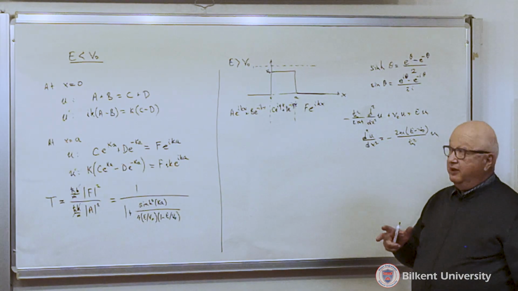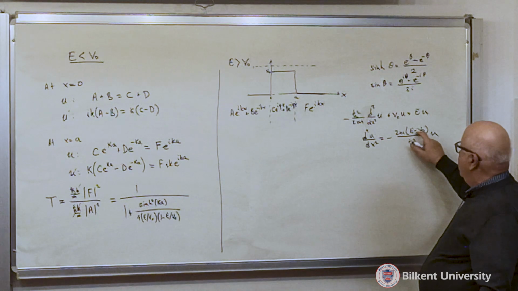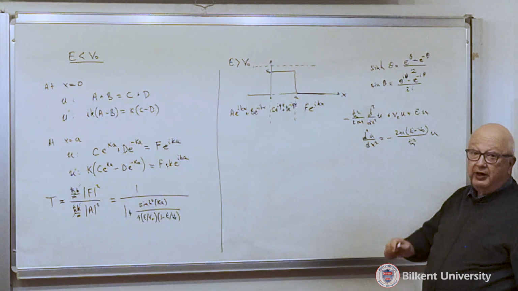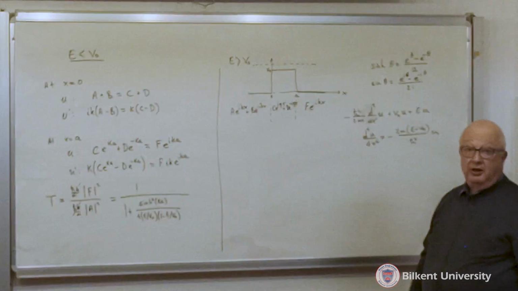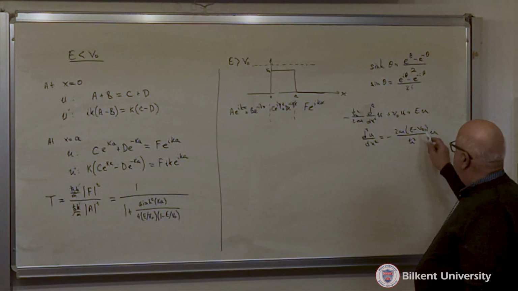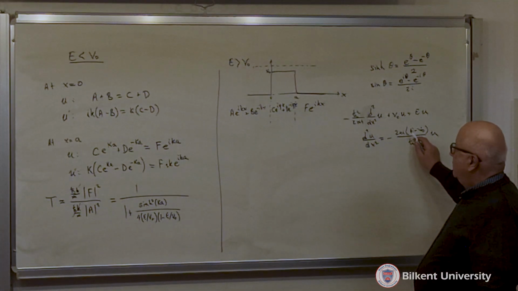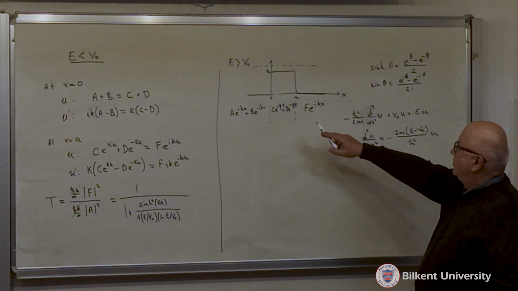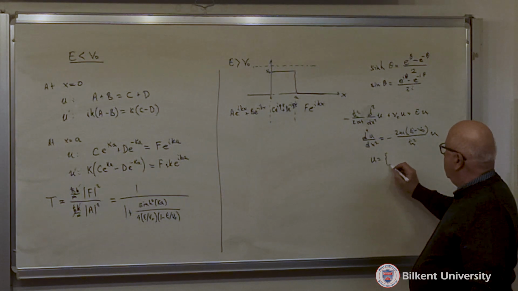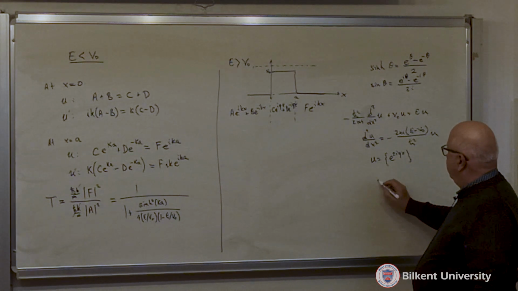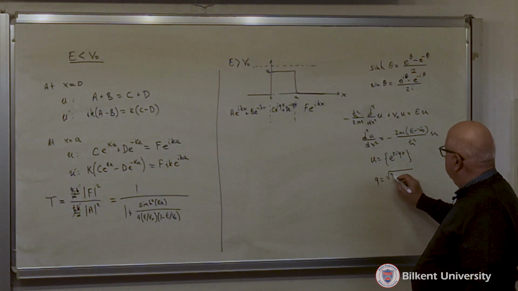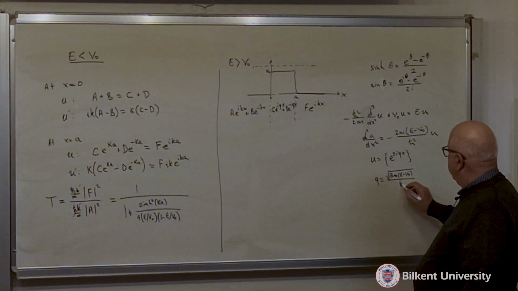So what makes the difference is that what is in the parenthesis is positive, both in that case, because over there V0 is larger than E, and in this case, because here E is larger than V0. But since I have a negative quantity here now, this is going to give me U as a linear combination of e to the plus or minus iqx, where q is equal to the square root of this. So it's going to be the square root of 2m (E minus V0) over h bar.